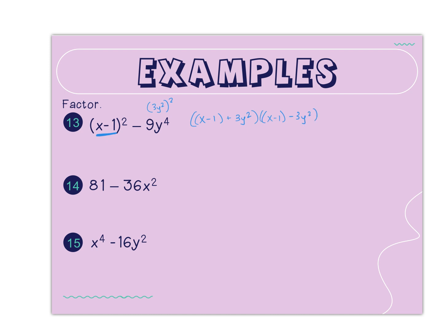And so again, I can just write it as x minus 1 plus 3y squared and x minus 1 minus 3y squared. Or actually, I don't even have to group the x minus 1 there.